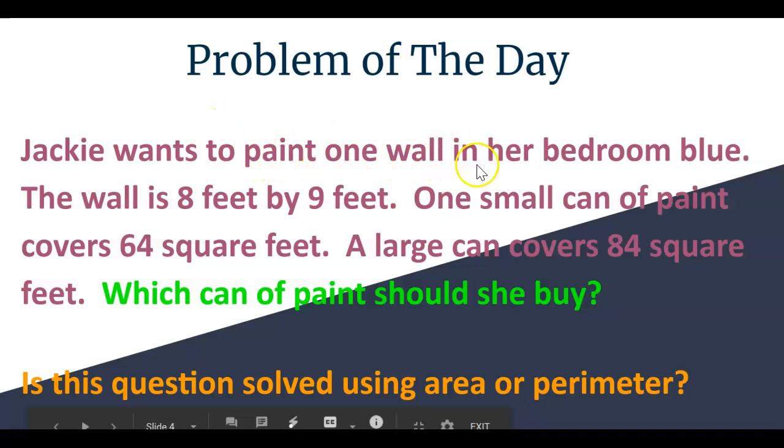Jackie wants to paint one wall in her bedroom blue. The wall is 8 feet by 9 feet. One small can of paint covers 64 square feet. A large can covers 84 square feet. Which can of paint should she buy? Is this question solved using area or perimeter?